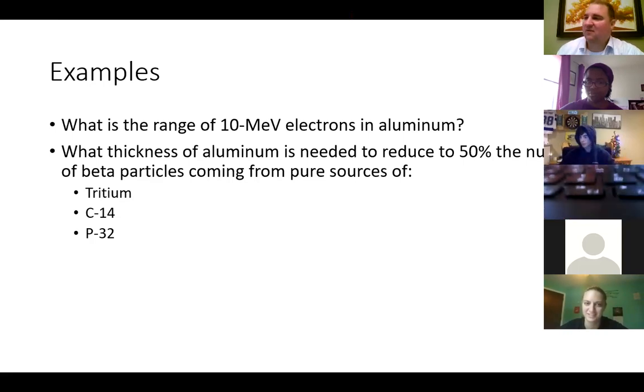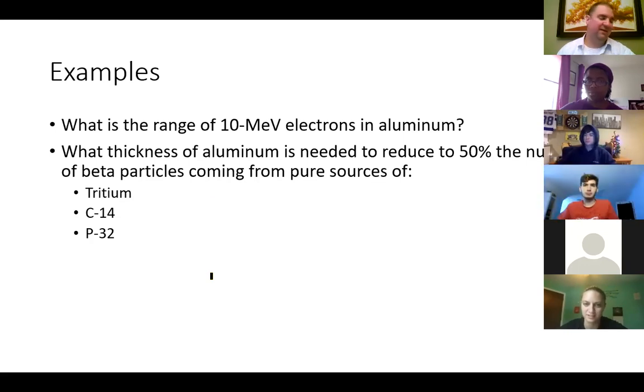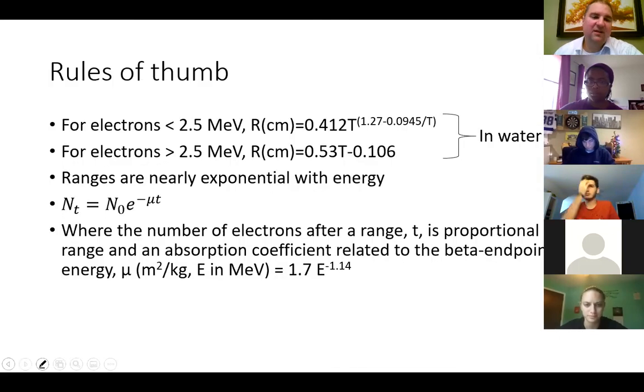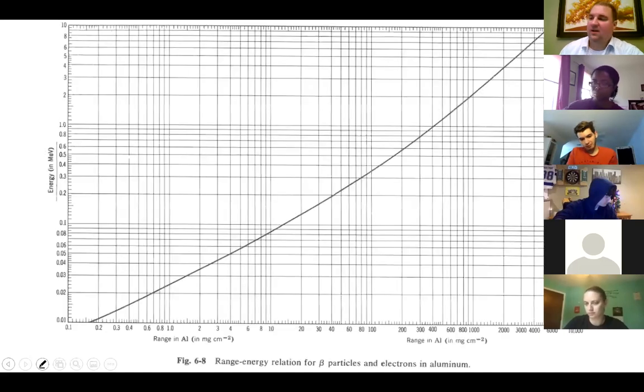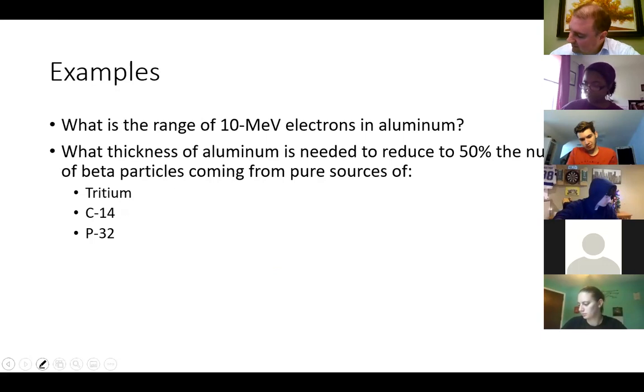So the tritium, the carbon-14, the phosphorus-32, these are each going to have different beta endpoint energies. And it's that endpoint energy that you want to use when you solve for this mu. Okay, so this mu equals 1.7 times E, where E is the energy, to the negative 1.14.